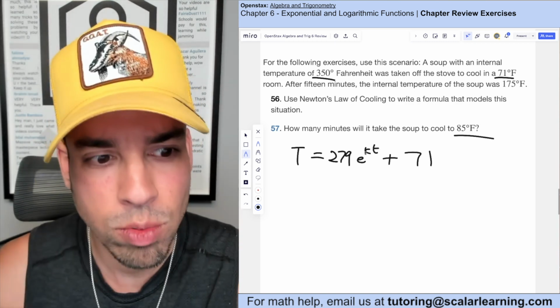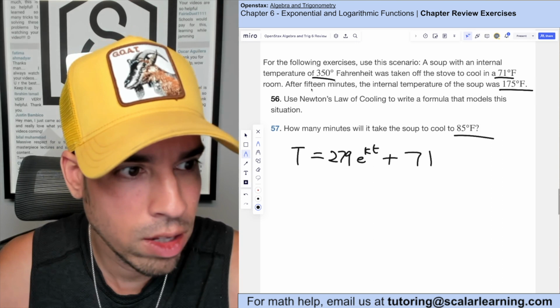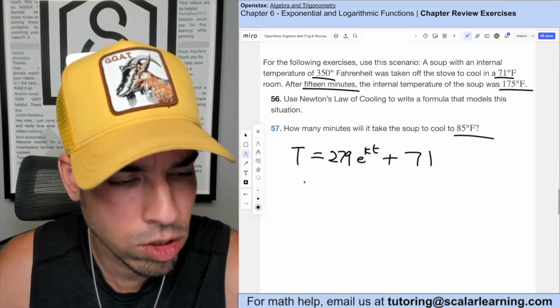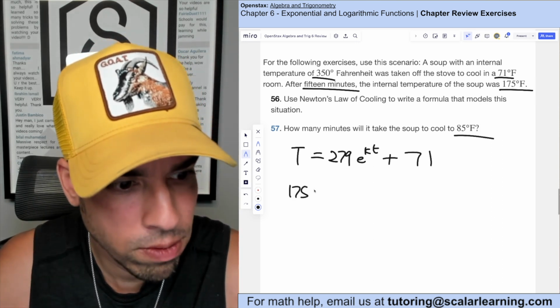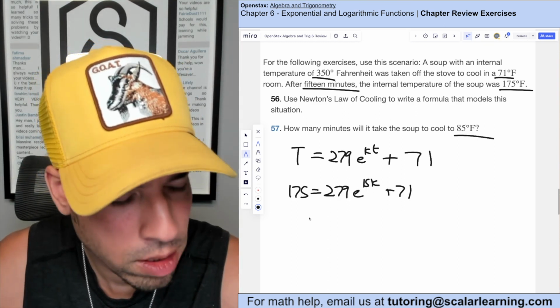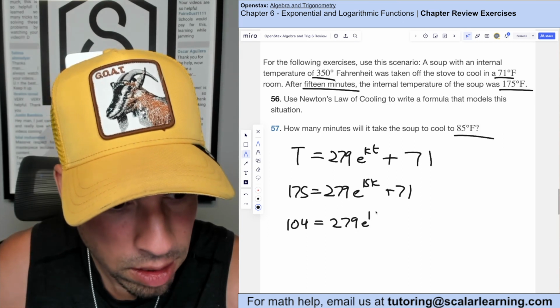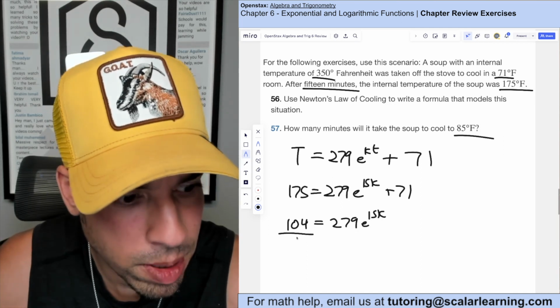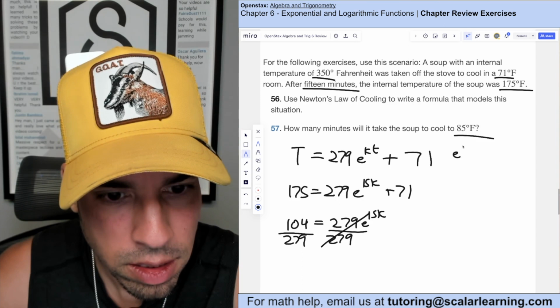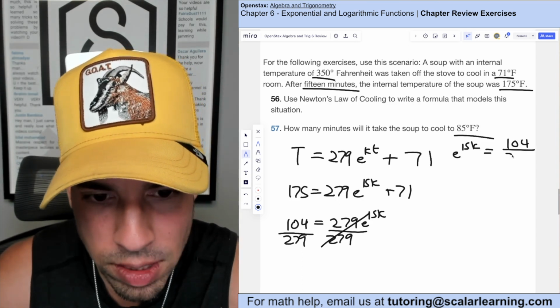So the first thing is we have to figure out what this k value is, and the way we do that is with this value, and it's saying at 15 minutes. So the temperature is at 175 when t is 15. So we can use this to solve for k. So I'm going to subtract 71 from both sides, and we get 104 equals 279 e to the 15k. Then I'm going to divide by 279, and then I get e to the 15k equals 104 over 279.